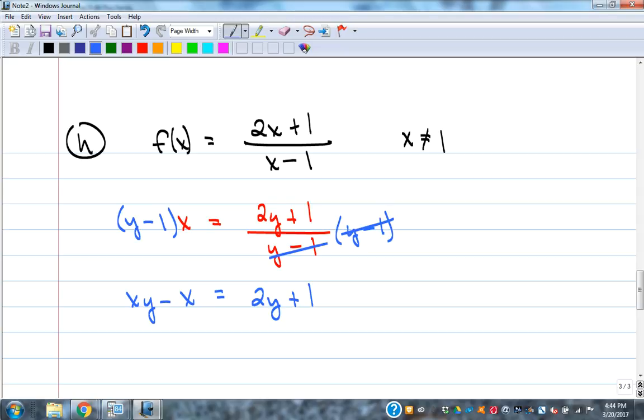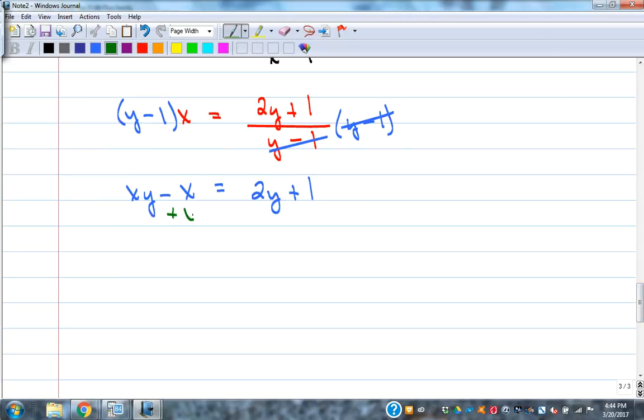Okay? Now, here's the difficult part. It's getting the y by itself, because it's in two different places. It's got something beside it on one side that's an x, and the other side's a number. Those aren't like terms. So it's hard to get those to be together. So what you want to do is move everything that's got the y over to one side, and the stuff that doesn't have a y goes to the other side. So I'm going to move this x on the left side over, and that's going to give me xy is equal to 2y plus x plus 1.